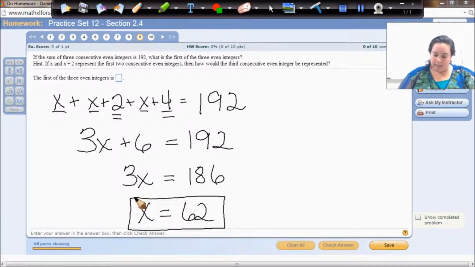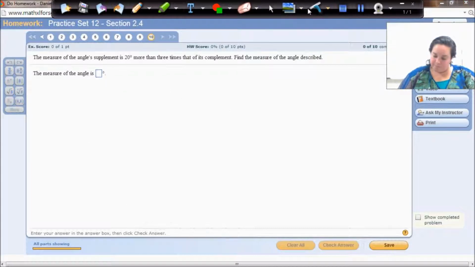All right, let us look at number 10. The measure of an angle's supplement is 20 more than 3 times that of its complement. Find the measure of the angle described. Okay, so I'm not sure what this angle looks like, but it has a supplement and a complement. Okay, so let's say we have an angle that looks like this maybe. Okay, this is our angle. Let's call it alpha. You can call it whatever you want.